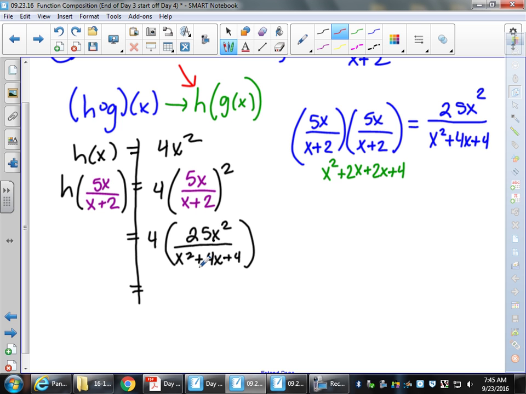So there's really only one more thing we can do, and that's what? So what's the result? 100x squared. What about the denominator? Do I multiply the entire denominator by 4? No, good job. Because 4 is technically divided by 1. So, yes, you have something to multiply by, but multiplying by 1, does that change anything? No. So 100x squared divided by x squared plus 4x plus 4, and we are done.